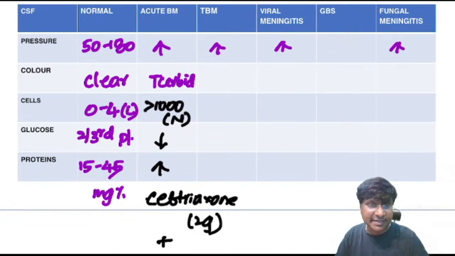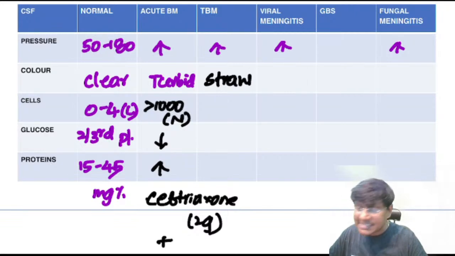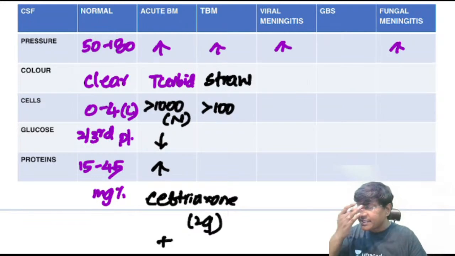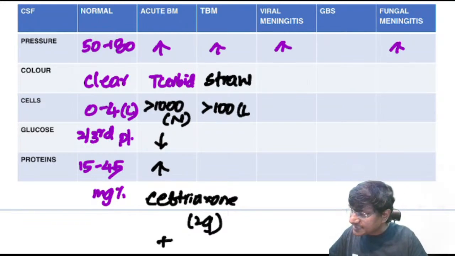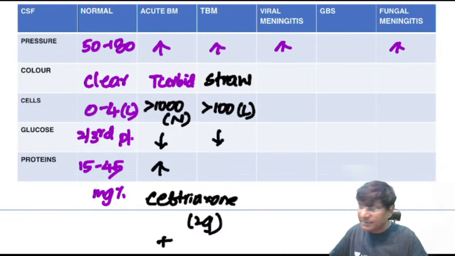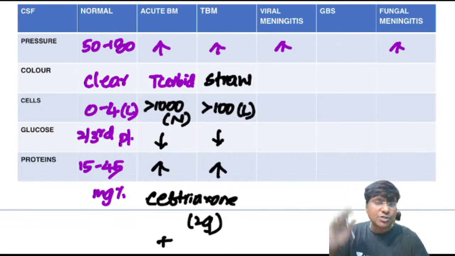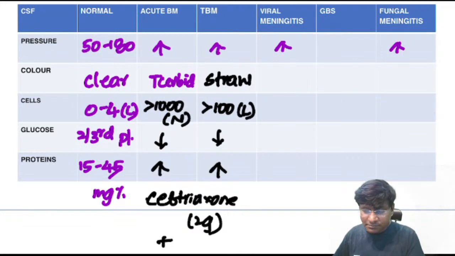Now coming to tubercular meningitis. What will be the color of the CSF? It is straw colored CSF. And how many cells will be there? More than 100 cells per cubic millimeter, and that too mainly lymphocyte predominant. The glucose may be utilized by the tuberculous organism for growth, so the CSF glucose will be reduced. And CSF protein also will be elevated in tubercular meningitis. Okay, so this is about your TBM.